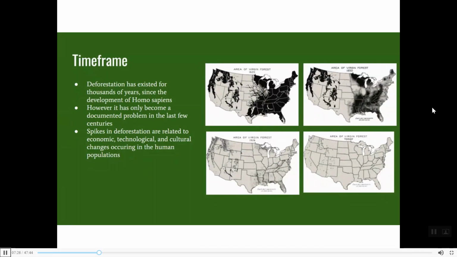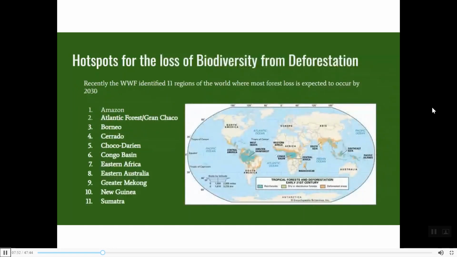But in the most recent years, the most prevalent and obvious example of deforestation is the Amazon rainforest, which has been in the spotlight since about the mid-1950s. So not only is the Amazon obviously a hotspot for deforestation, but there are also about 10 other regions that the World Wildlife Foundation identified where loss is expected to occur by 2030. These are the Amazon, the Atlantic Forest and Gran Chaco, Borneo, Cerrado, Choco-Darien, Congo Basin, Eastern Africa, Eastern Australia, the Greater Mekong, New Guinea, and Sumatra.